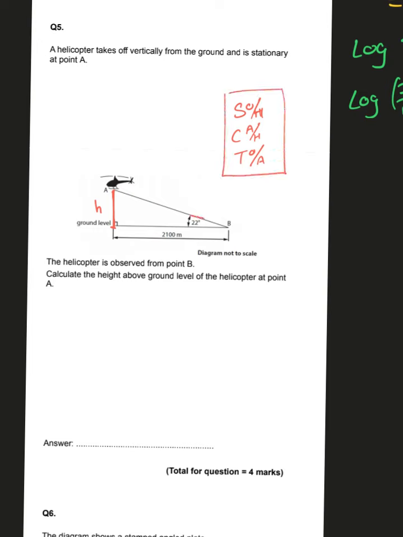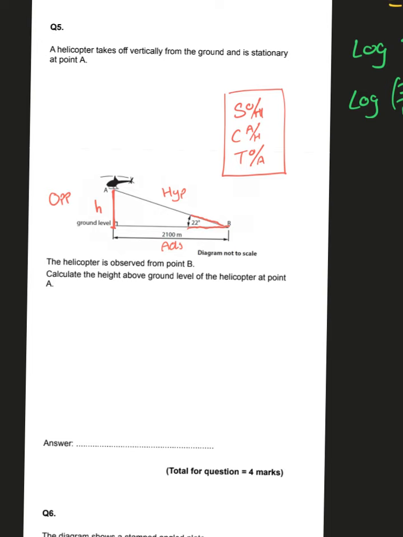So you know your angle this time. H is the opposite you're looking for. Your hypotenuse is here, opposite your right angle. You don't know anything about it. And you know the value of your adjacent. So we're looking for opposite.